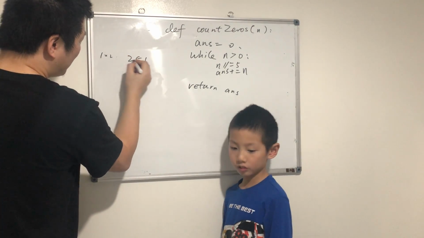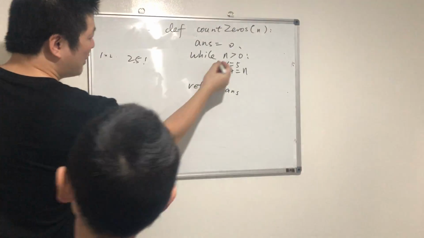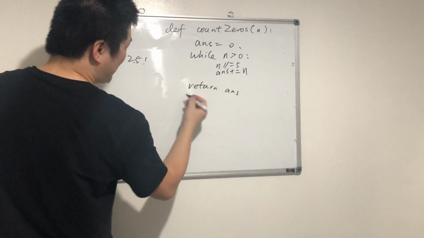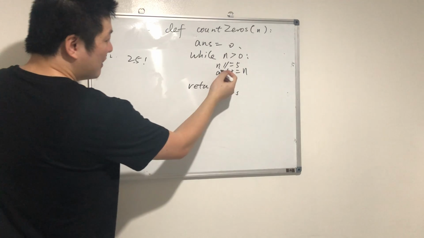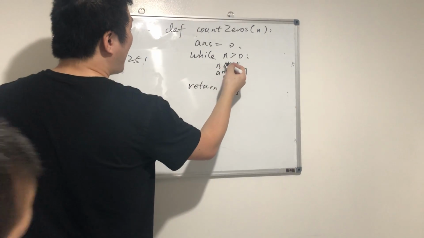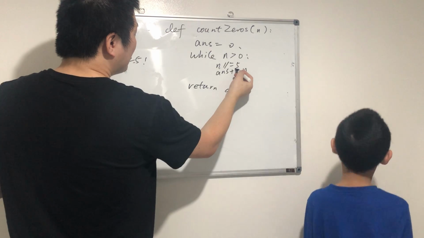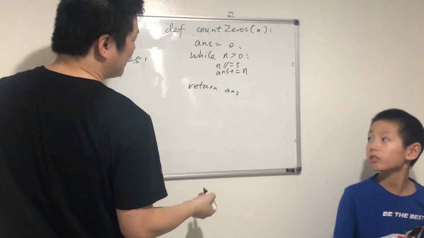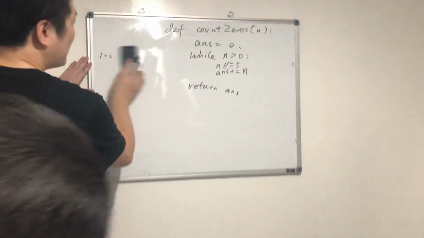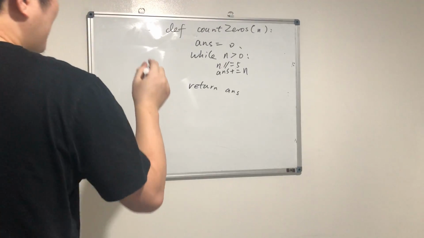1 times 2 times ... 25 will be 3 5s, yes? 25 divided by 5 is 5. Answer plus 2. Yeah? Look, 25 divided by 5 is 5. Okay, is it true? No, that's a problem here.